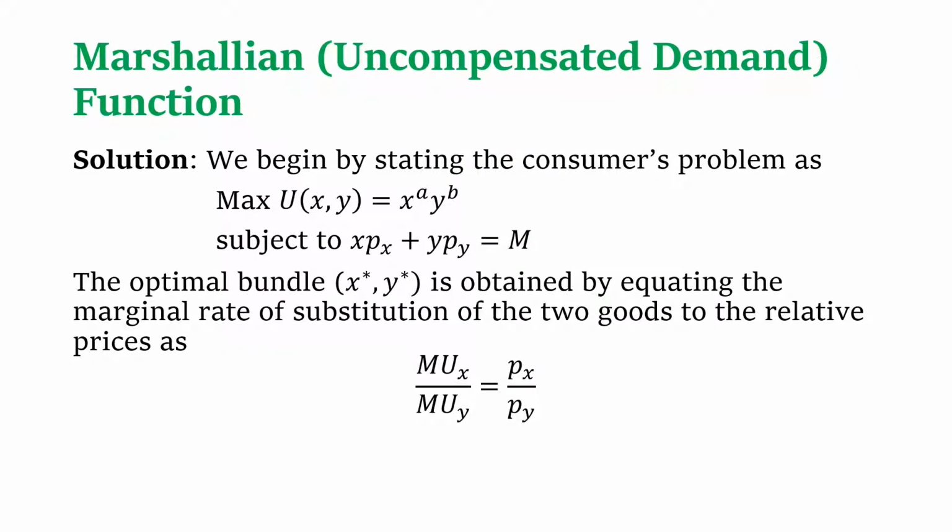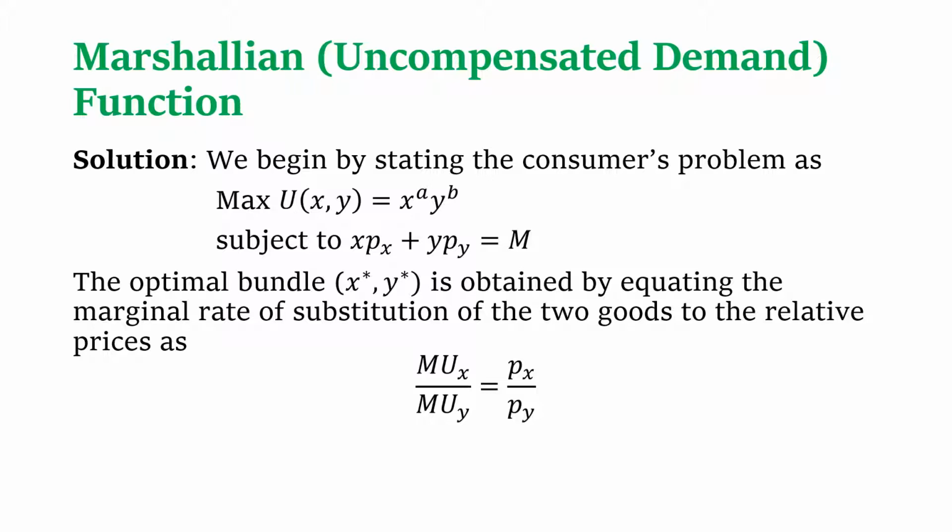Now, if we look at this, we're going to have: maximize u(x,y) = x^a y^b, subject to x·px + y·py = m. Now, we know that the condition for optimality is the marginal rate of substitution equals the relative prices. That is MUx over MUy equals px over py.